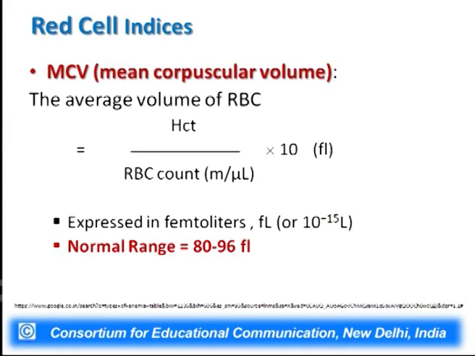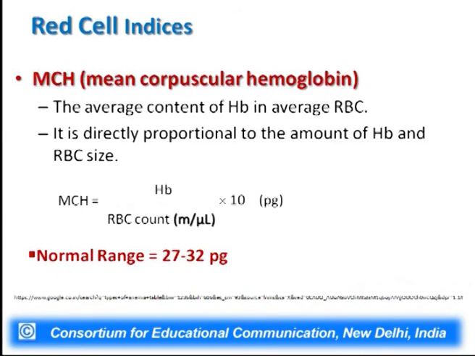So we come to the various red blood cell indices. The first one is the mean corpuscular volume, which we generally see in blood reports. It gives us an idea about the average volume of the red blood cells. It is calculated as the hematocrit divided by the red blood cell count, multiplied by 10, and it is expressed in femtoliters, or 10 to the power minus 15 liter. The normal range is generally 80 to 96 fL.